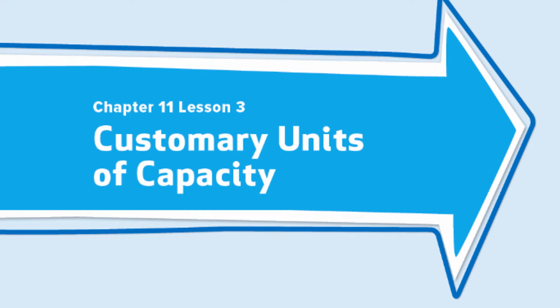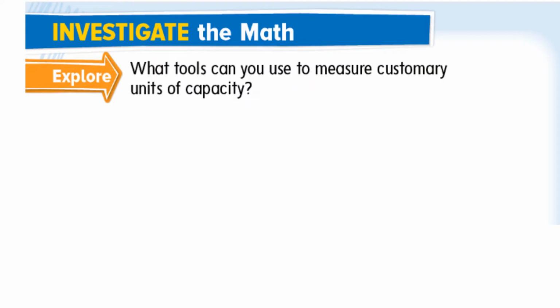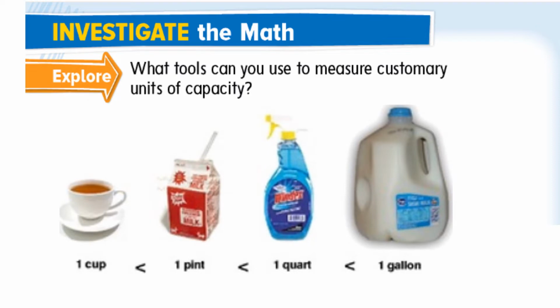Today we're going to look at Chapter 11, Lesson 3, Customary Units of Capacity. Remember when we did that in science? We were measuring the volume, and how do you suppose we would measure customary units of capacity? For metric units, we used a graduated cylinder. Can you think of what you use around the house? Well, how about a cup, a pint, a quart, and a gallon? Have you heard of those things before?